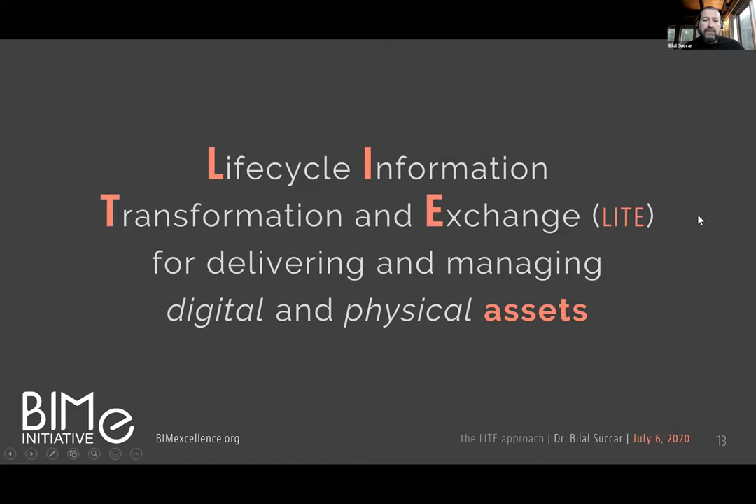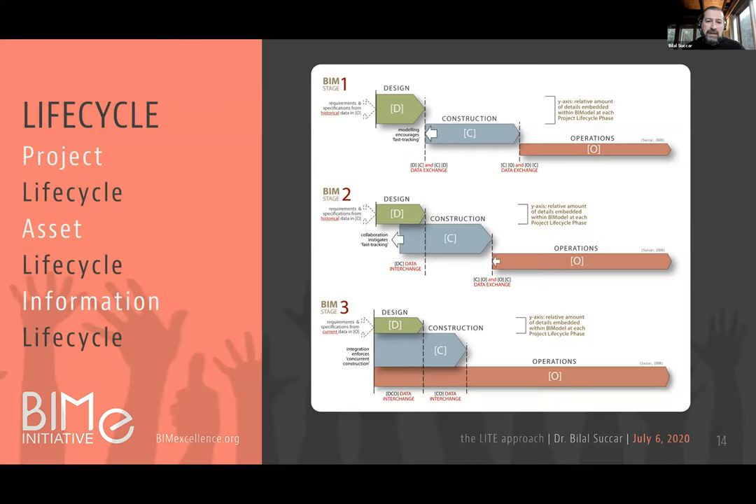So what is the lifecycle information transformation and exchange approach? There's a lot of terms: lifecycle, information, transformation, exchange, managing, digital, physical, etc. So let's go through some of these quickly. When we say life cycle, this term could mean many things. It could mean project life cycle. It could mean asset life cycle, like how it goes from the initial idea of an asset till its demolition or reuse. And then information life cycle. Information life cycle is the core deliverable out of this framework, about how the information starts from the conception through to the design and delivery of any kind of asset until its refurbishment and reuse.